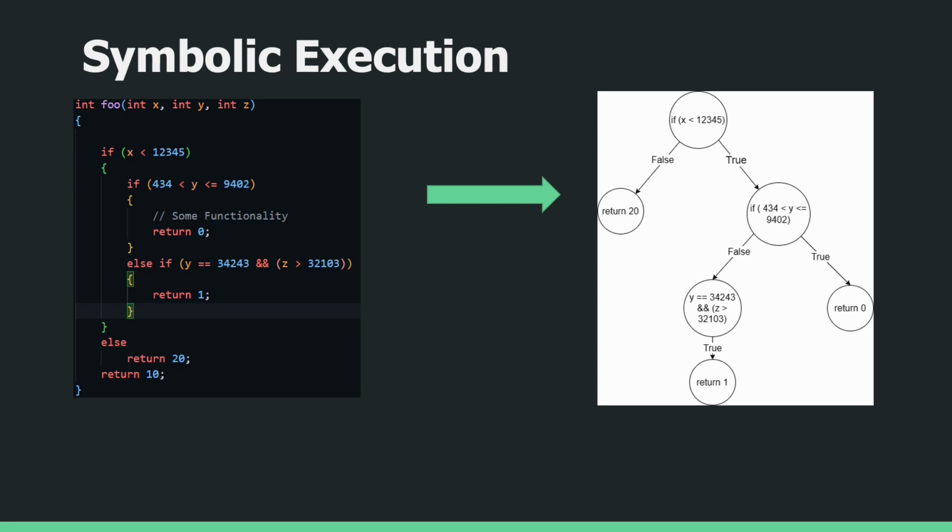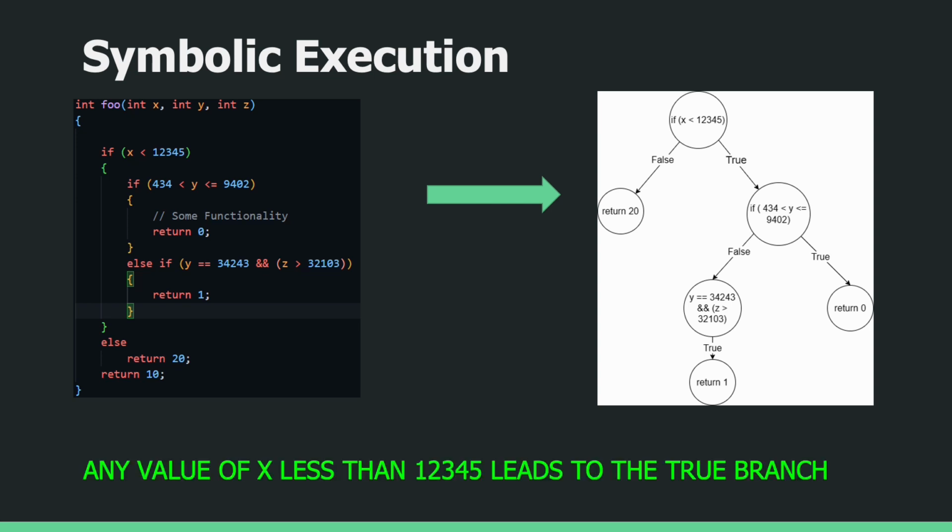Now you might have guessed that if we consider the first conditional, which is a conditional on x, then any value of x which is less than 12345 leads to the true branch of the program, right? So we know that the sample space of x is any integer value from negative infinity, let's say, to positive infinity. Of course, the value of int is fixed between two numbers, but it can be any value in this range.